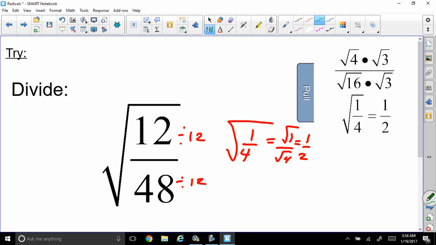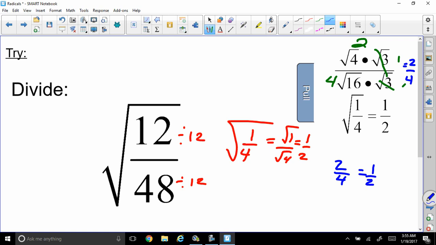So let's use this color. So the 3's would cancel out, or cancel down to 1. And the square root of 4 is equal to 2. Square root of 16 is equal to 4. So I'd have 2 times 1 on the top, which equals 2, and 4 times this 1, which would give me 4. So my answer would be 2/4, but we know 2/4 is also 1/2 when we reduce that. So we would still get 1/2.